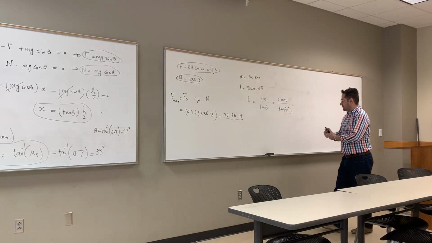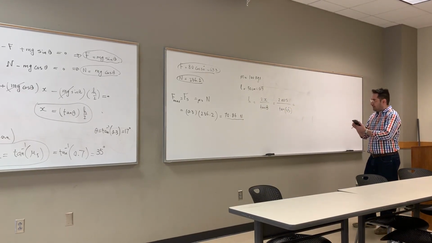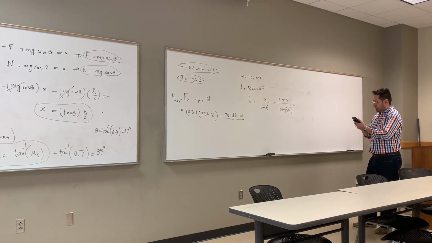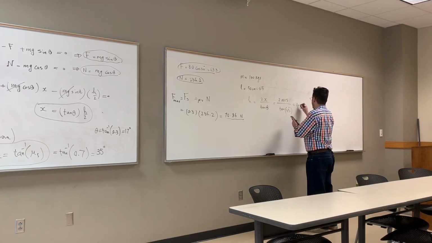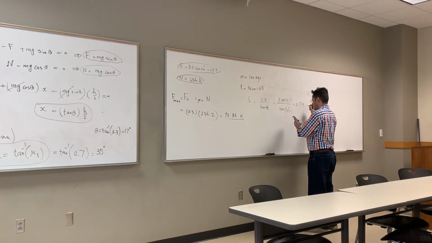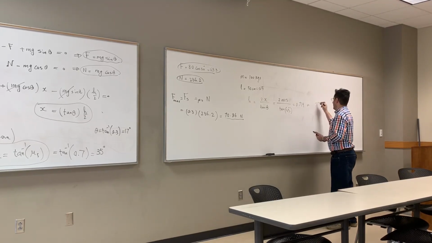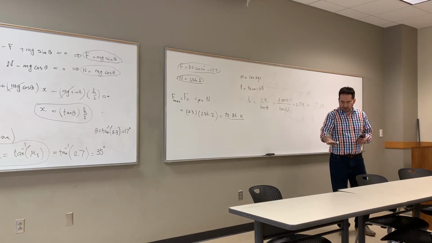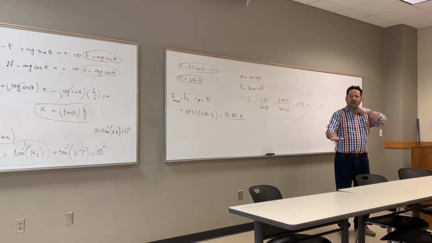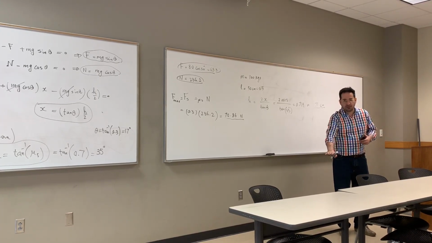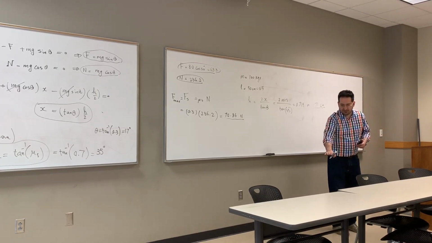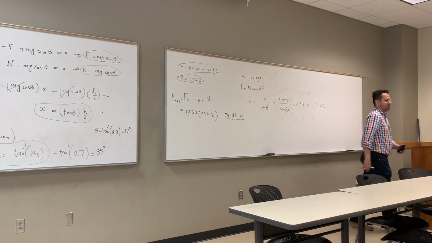So I put it in the calculator. The answer is 0.714 meter or 71 centimeters, which means this much. This much. So if your box is a little bit taller than this one, it will start to tip over.